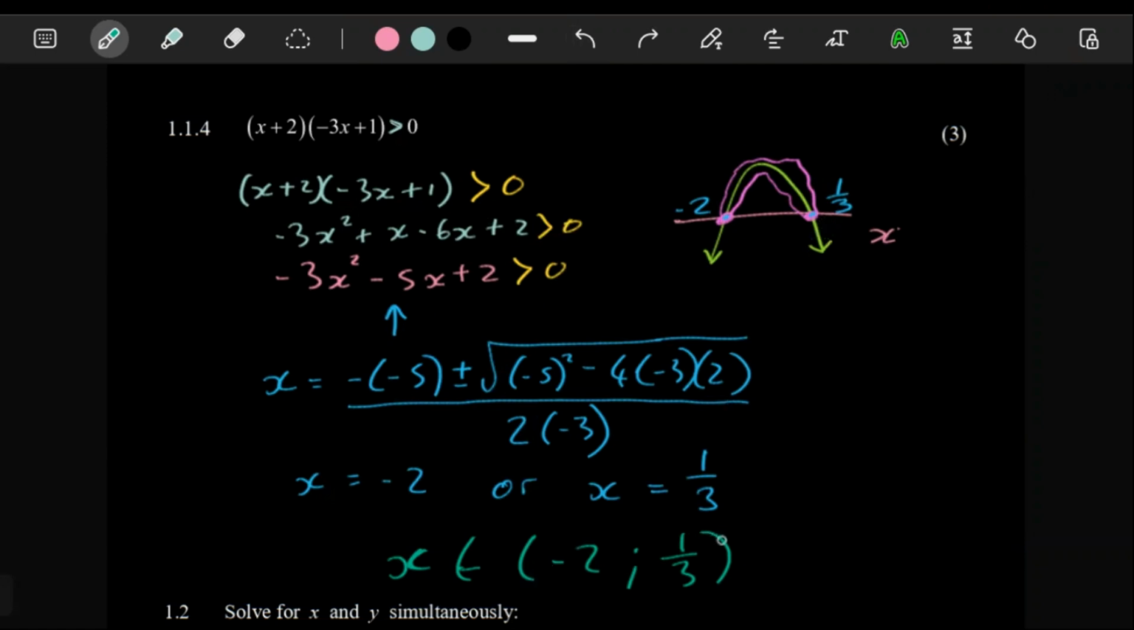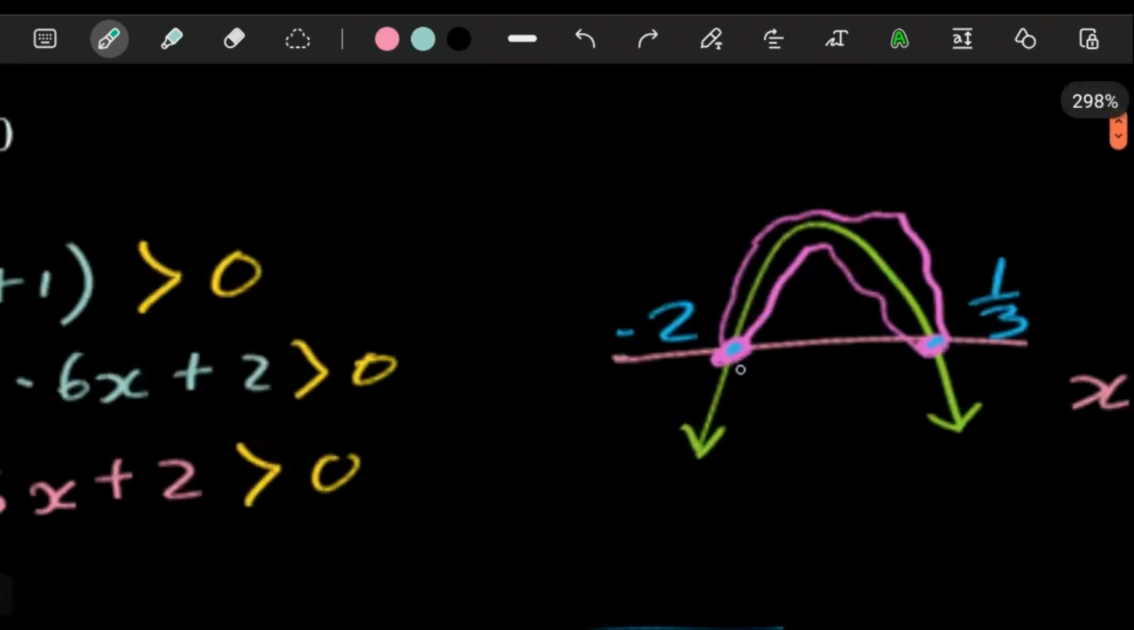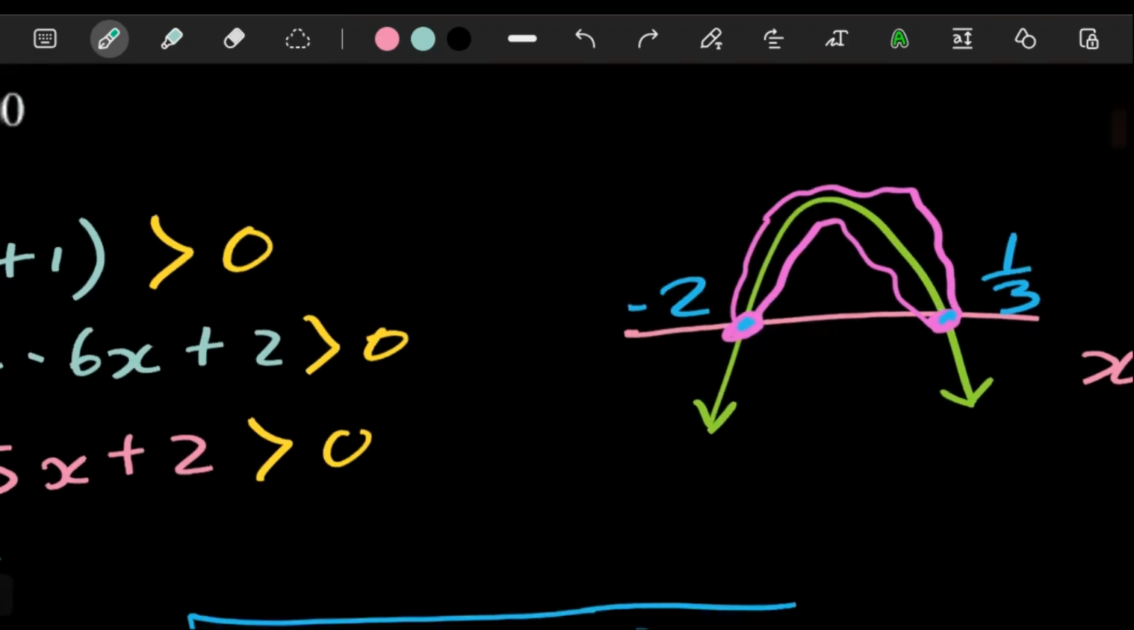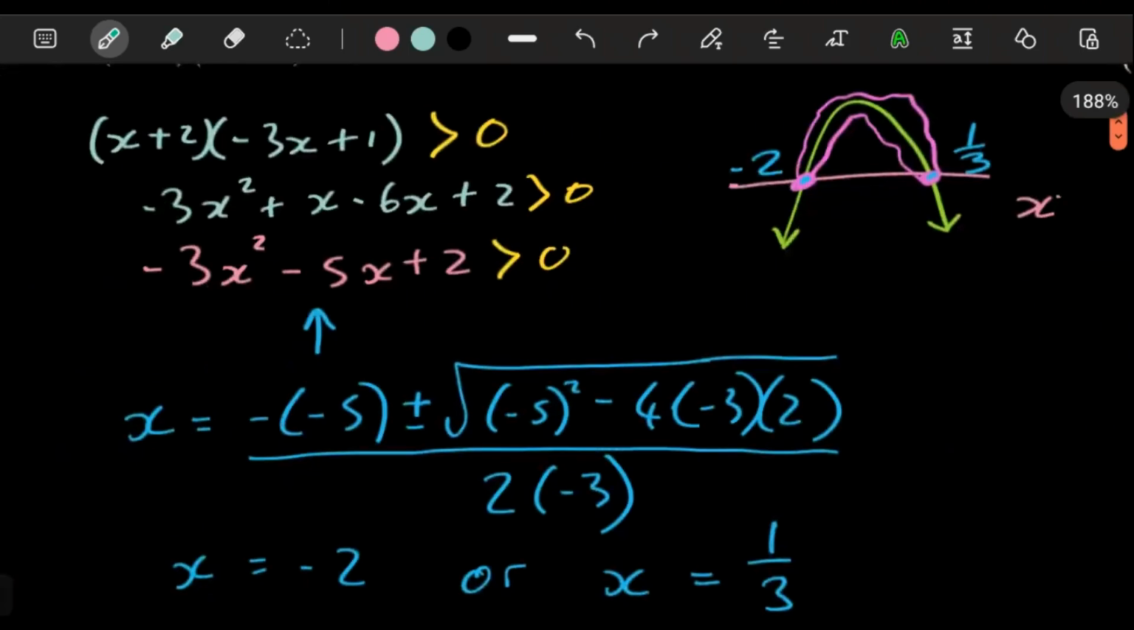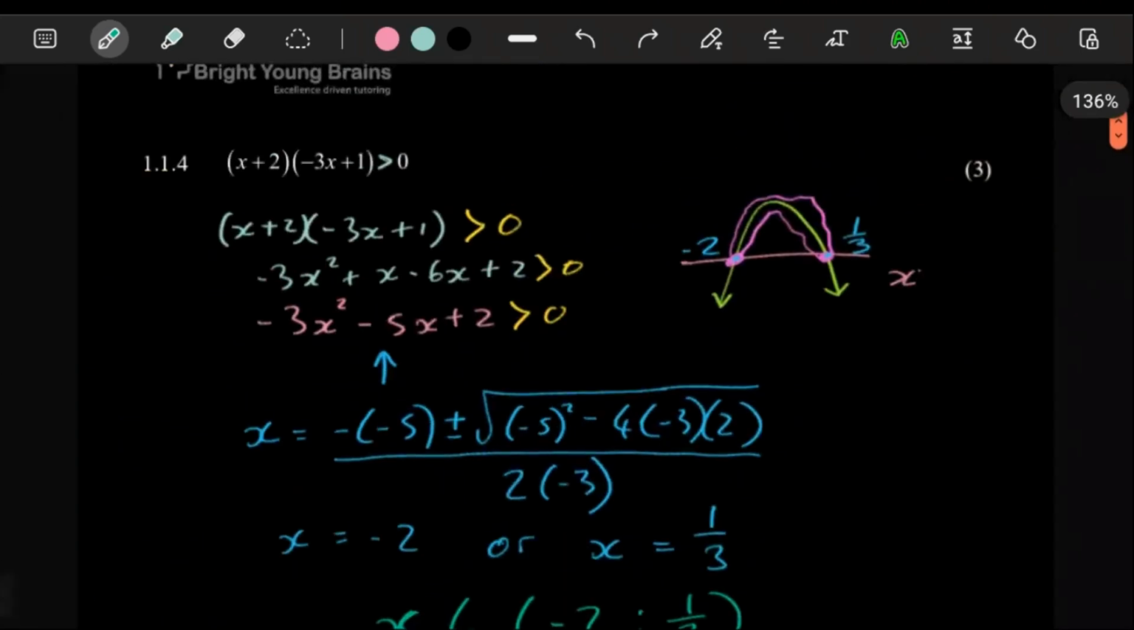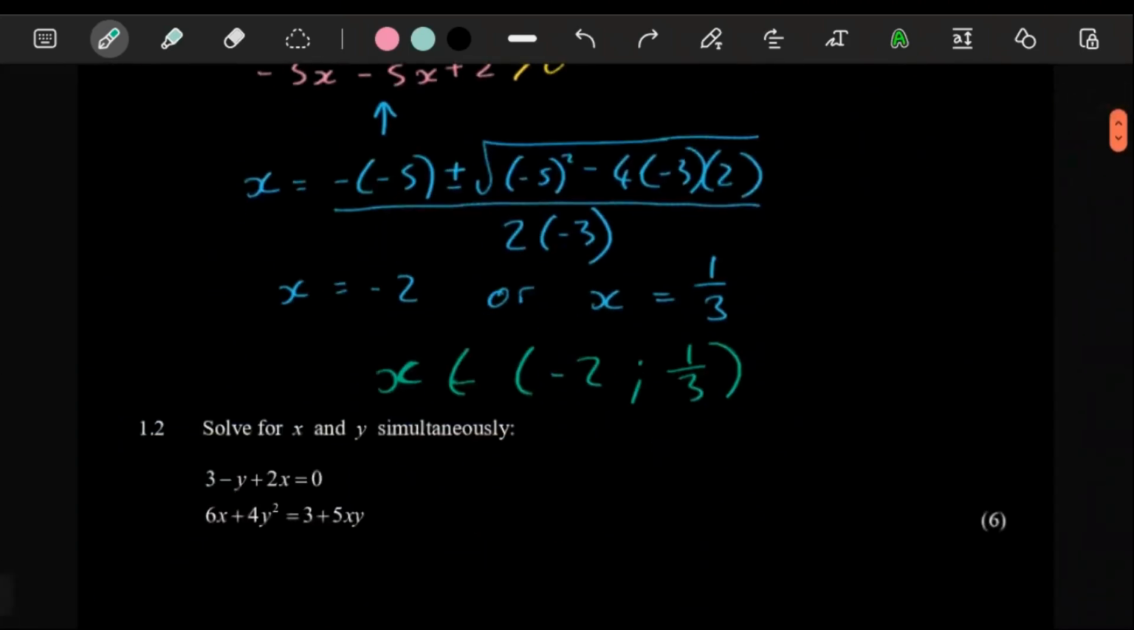Same for this side, we also put a round bracket, because specifically at -2 and specifically at 1/3, the graph is equal to 0. It's not above 0. It only starts being above 0 just when the x values go higher than -2, when it starts having y values above 0, until an x value just before 1/3. So that is that. Let's move on to the next question.